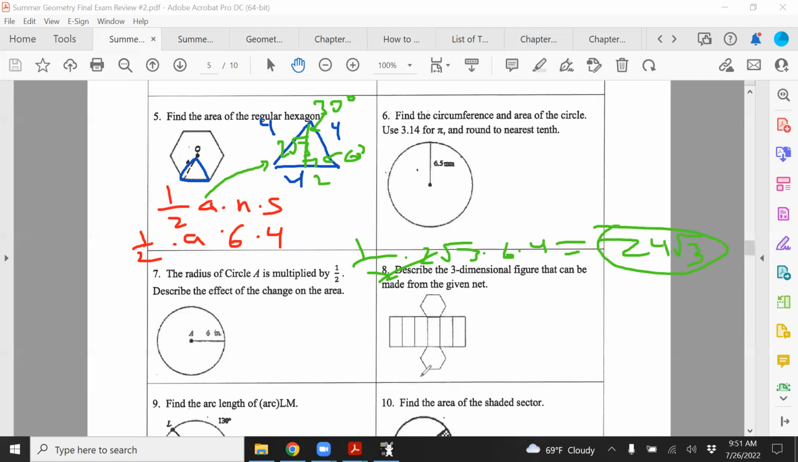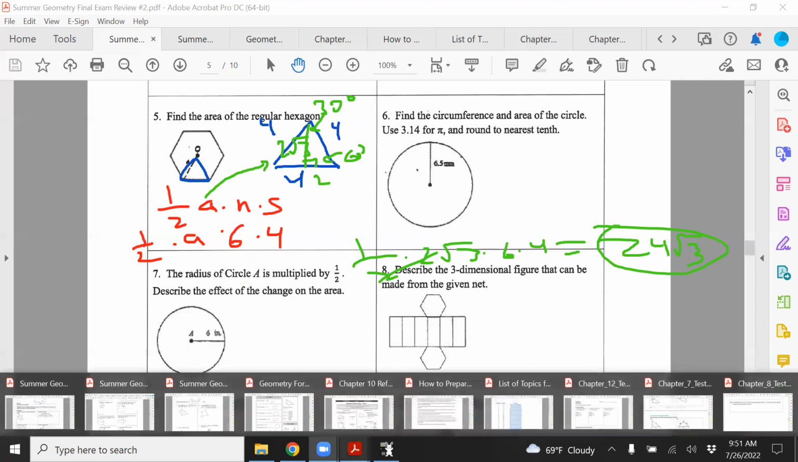Now, what if we're not a hexagon? What if we're a pentagon or an octagon or whatever, or heptagon or nonagon, decagon? A whole bunch of options, right? Unfortunately, you would have to do some trig, and it can get a little more involved. I'm not going to do that to you guys because I think it's a little too much.